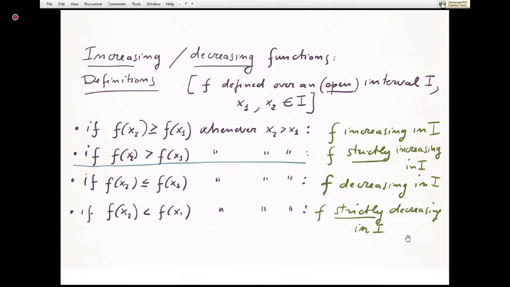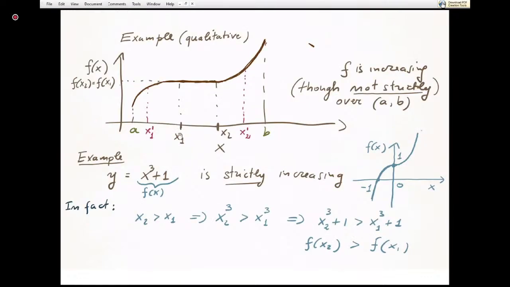Because if I take the 2 points, the purple ones, x prime 1 and x prime 2, with this x2 larger than x1, okay? And I look at f of x prime 1, it is here. F of x prime 2, it is here, and f of x prime 2 is strictly greater than f of x prime 1. But this is only one of all the possible choices of x1, x2. If I take x1 and x2 here, what happens? That the values of f are equal to each other, okay?